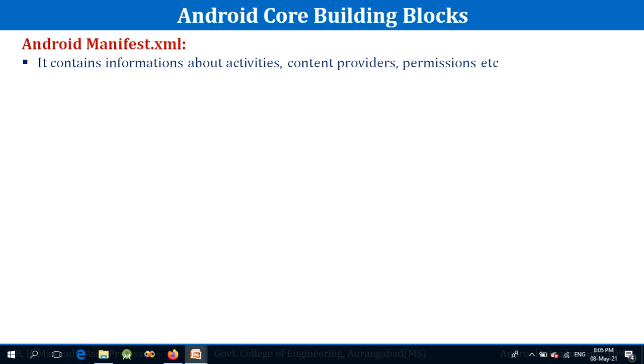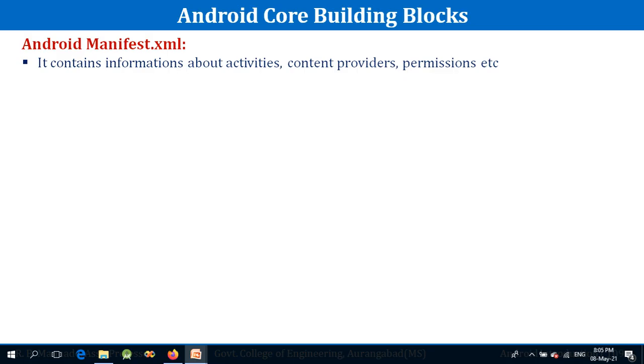So generally, the AndroidManifest.xml file is a very important file that contains the information about the application. It means how many activities your particular application contains, or which other components, like broadcast receivers, content providers, services, or some other components. So all these components are specified in the AndroidManifest.xml file.